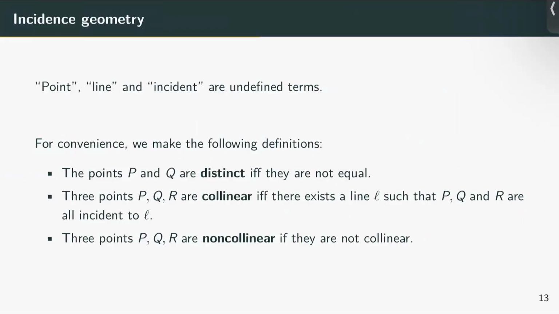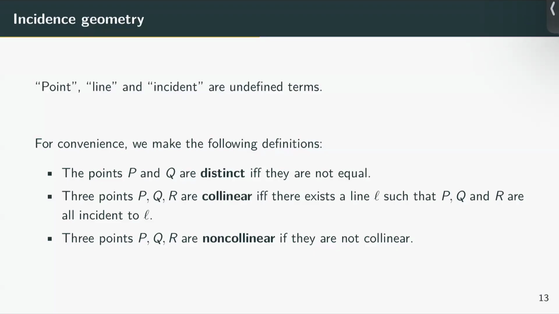Okay, so let me explain what this incidence geometry is from the get-go. We have 3 undefined terms. We have point and line. Those are 2 undefined objects. And then we're going to have a relation, an incidence relation, between a point and a line.